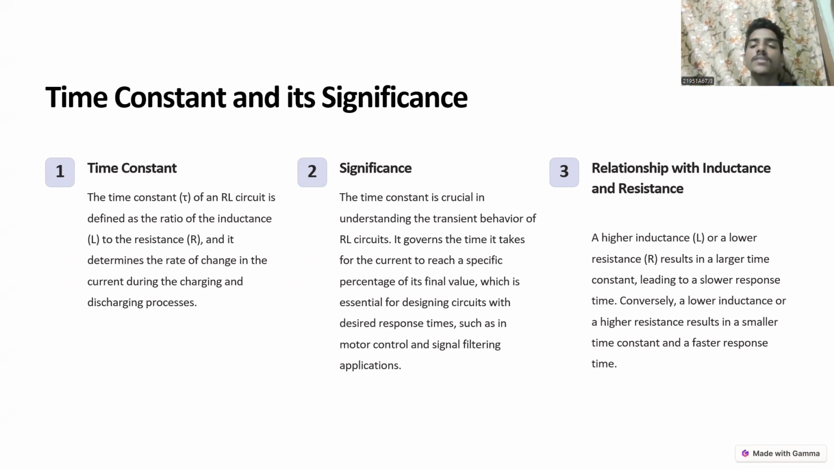Relationship between inductance and resistance. A higher inductance L or a lower resistance R results in a larger time constant, leading to a slower response time. Conversely, a lower inductance or higher resistance results in a smaller time constant and a faster response time.